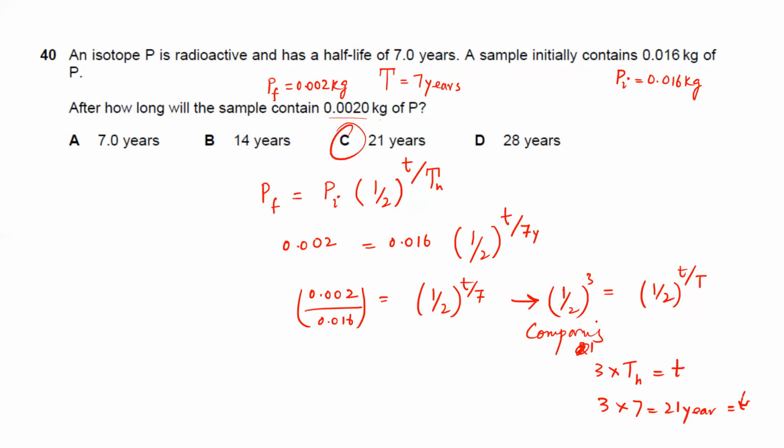So this is paper number 1 for 2020 session, October-November, version number 1.